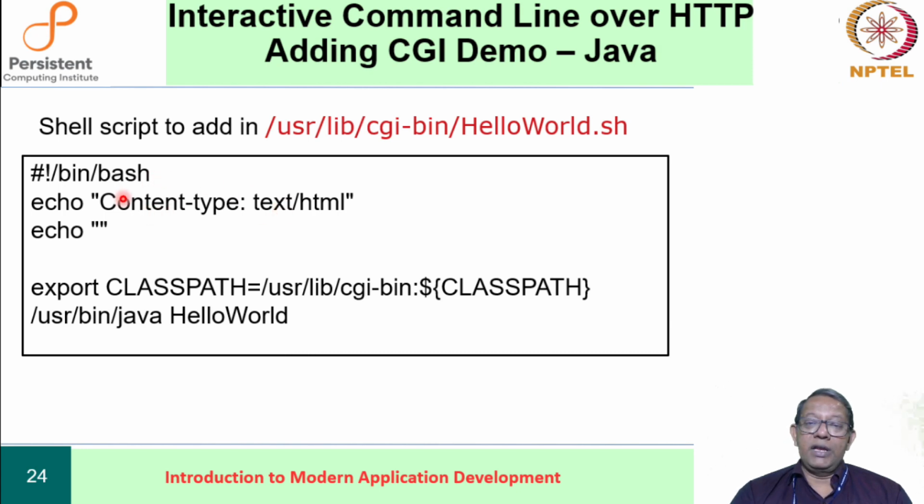Again, because it's a response script, the shell script will first emit these two lines. Java will require the class path to be set up so that the directory where your class files are is available in the path. You can then execute the hello world class file using your usual method, java hello world. But this class file was already copied into the cgi-bin directory as before.